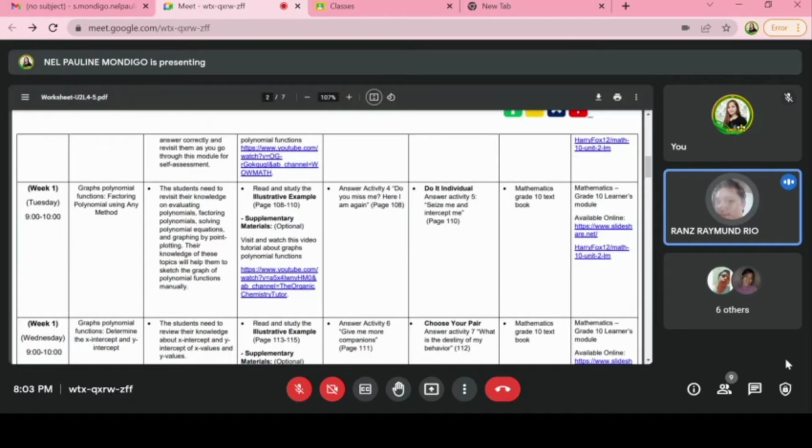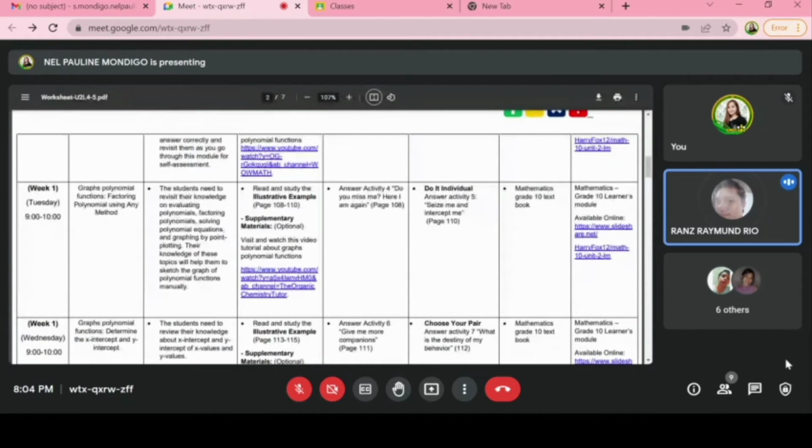For independent practice, answer activity 4, Do You Miss Me? Here I Am Again, located on page 108. For the assessment, do it individually. Answer activity 5, Say Me and Intercept Me, page 110. For ICT integration, the hardware is the Mathematics Grade 10 textbook. And the software, which you can find online, is the Mathematics Grade 10 learning module, for which we will give a link.